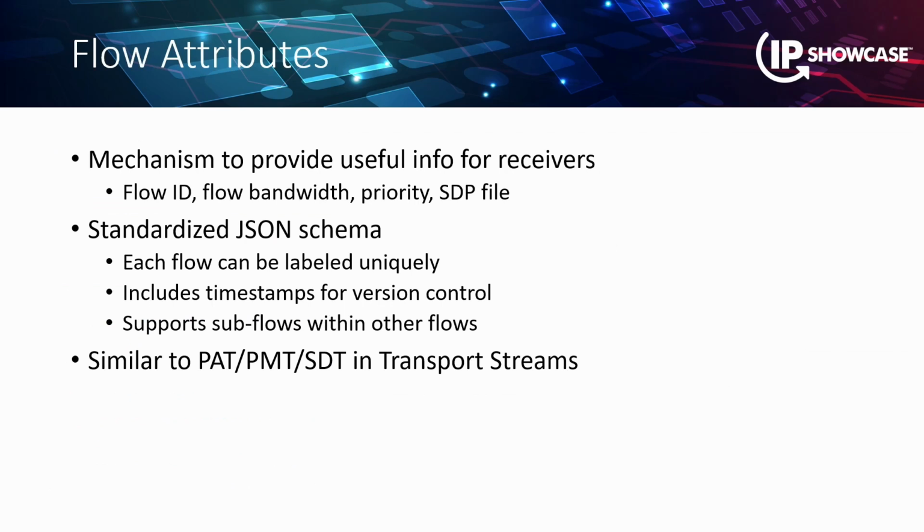For attributes, it's metadata. It's a standardized, okay, I'm using the word again, standardized, common specification for metadata in the stream, right? So we use JSON because it's cool and it's easy to parse. You can label each flow individually. We have timestamps for version control, and then you include subflows. Why are subflows important? Think about 2110. You have video associated with multiple audio and maybe ancillary data. So subflows of a major constructed flow. It's similar to the PAT and PMT.